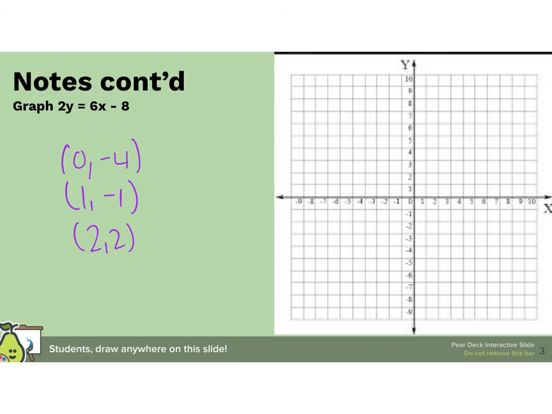All right, so let's get this graphed. So we have the point 0, negative 4. We start at the origin and we go down 4. 1, negative 1. We start at the origin, we go 1 right and 1 down. And then we go 2 to the right and 2 up.